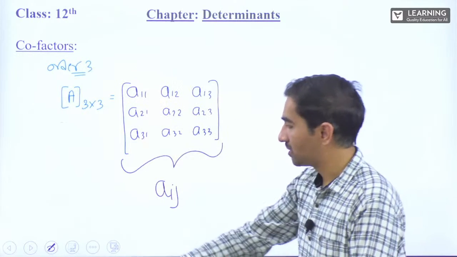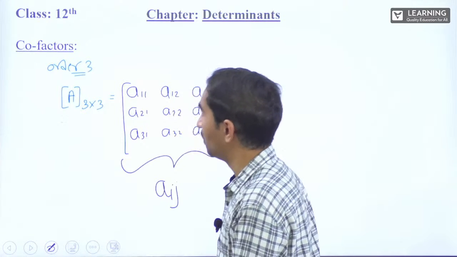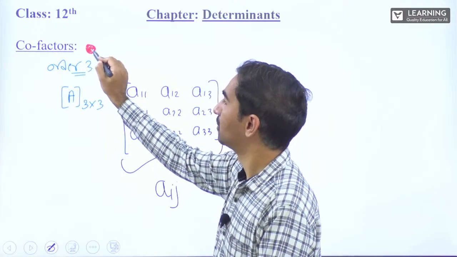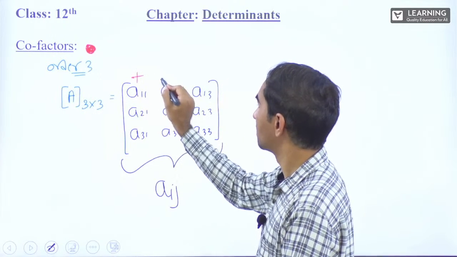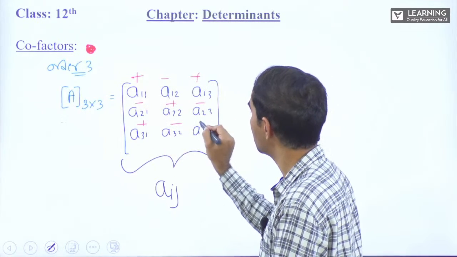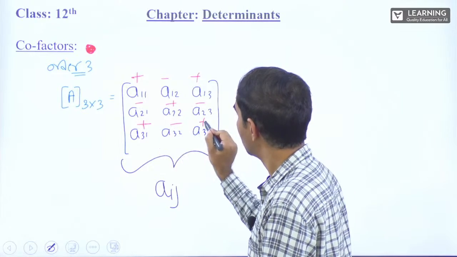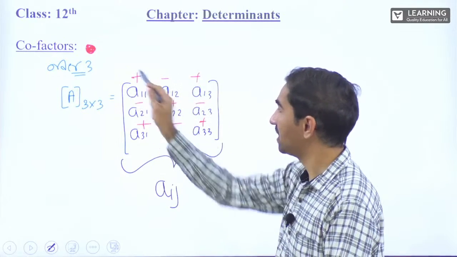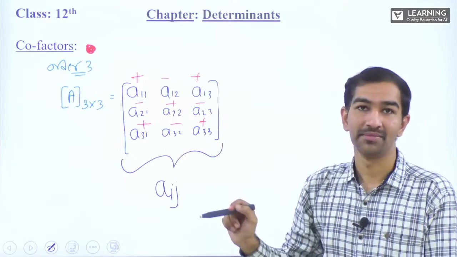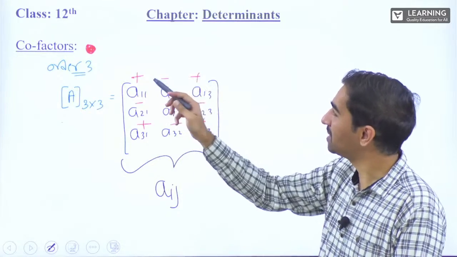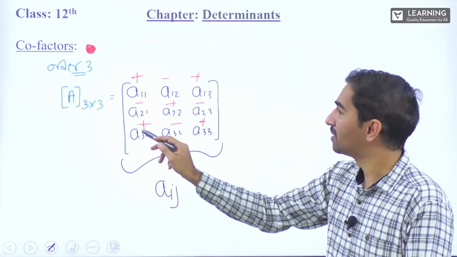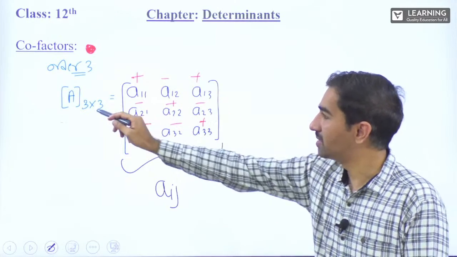Now what are these cofactors, students? Okay, now I will represent cofactors with red color. Just have a look at that. Plus, minus, plus, minus, plus, minus, plus, minus, plus. These are nothing but what? Whatever you can see in red color, those are called as cofactors. Understanding? Those are nothing but the signs above each and every element or entry of a matrix. So these are the cofactors of the given square matrix.